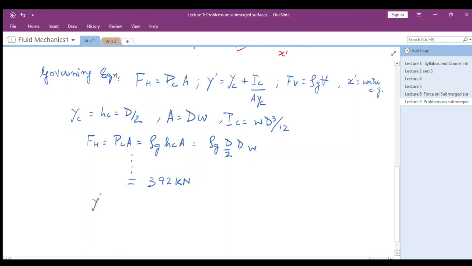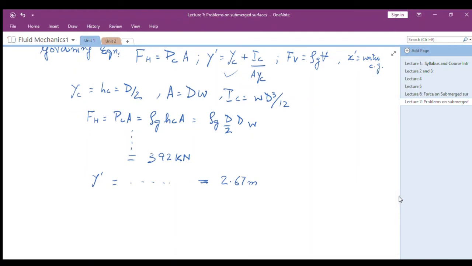Similarly, you can find the value of y dash. I have already written here what it is equal to, and again, after some steps, you would find out that this is equal to 2.67. You just need to plug all the values here and you would find that out. Okay, so now we know our horizontal force and the location of horizontal force.